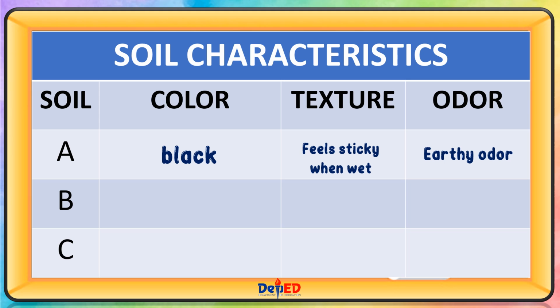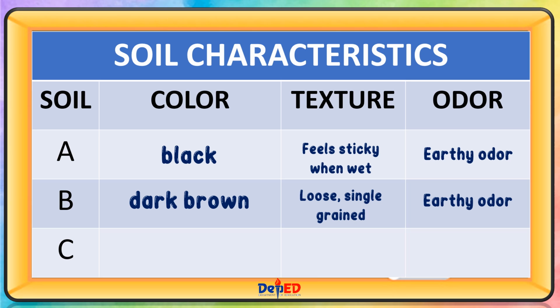Soil B, color dark brown. The texture is loose, single-grained. Odor, earthy odor. Soil C, its color is light brown. Texture is coarse and gritty. Odor is earthy odor.